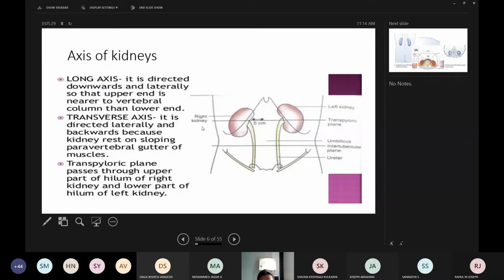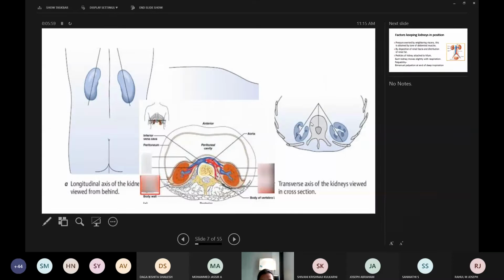And one more is the transpyloric plane, which passes at the level of L1 and the pylorus of the stomach. This transpyloric plane cuts the upper part of the hilum of the right kidney and the lower part of the hilum of the left kidney, because the left kidney is positioned at a higher level. This is the transpyloric plane. So at the transpyloric plane, we have the hilum of the kidneys.